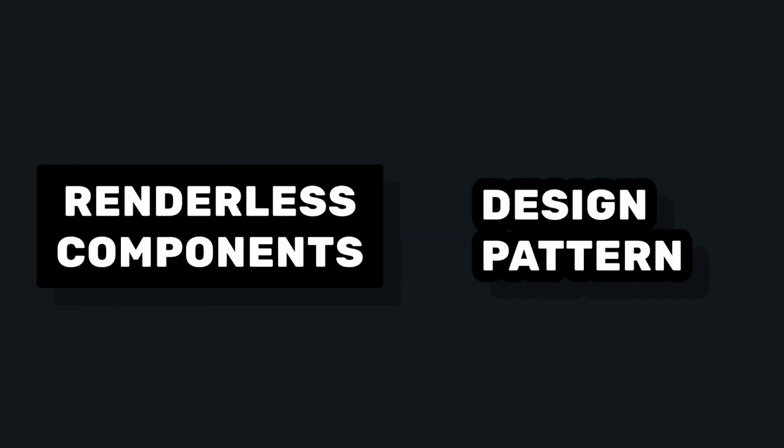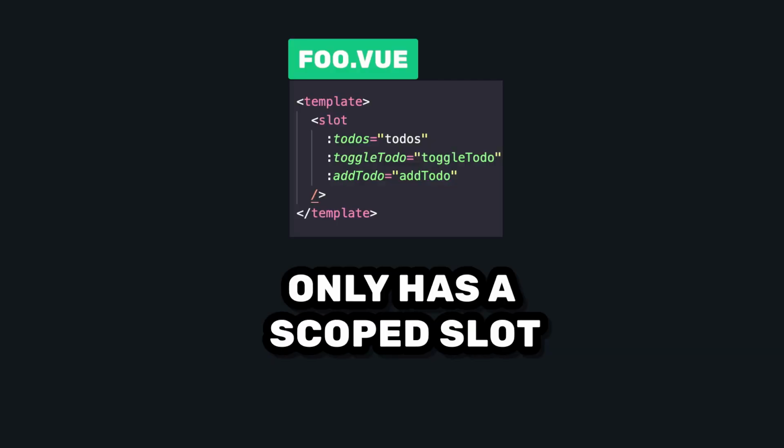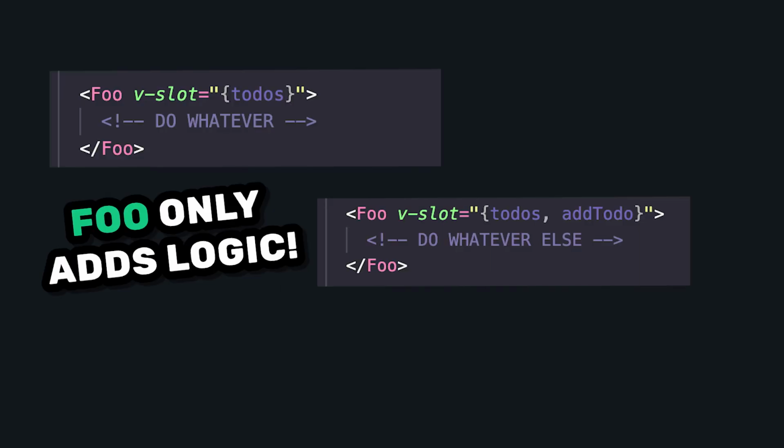Renderless components are a design pattern in Vue that allow you to separate your logic from the actual UI of your app. In a nutshell, they don't render any of their own HTML, but instead use scoped slots. This allows for flexibility in the way things get rendered while keeping the logic reusable.